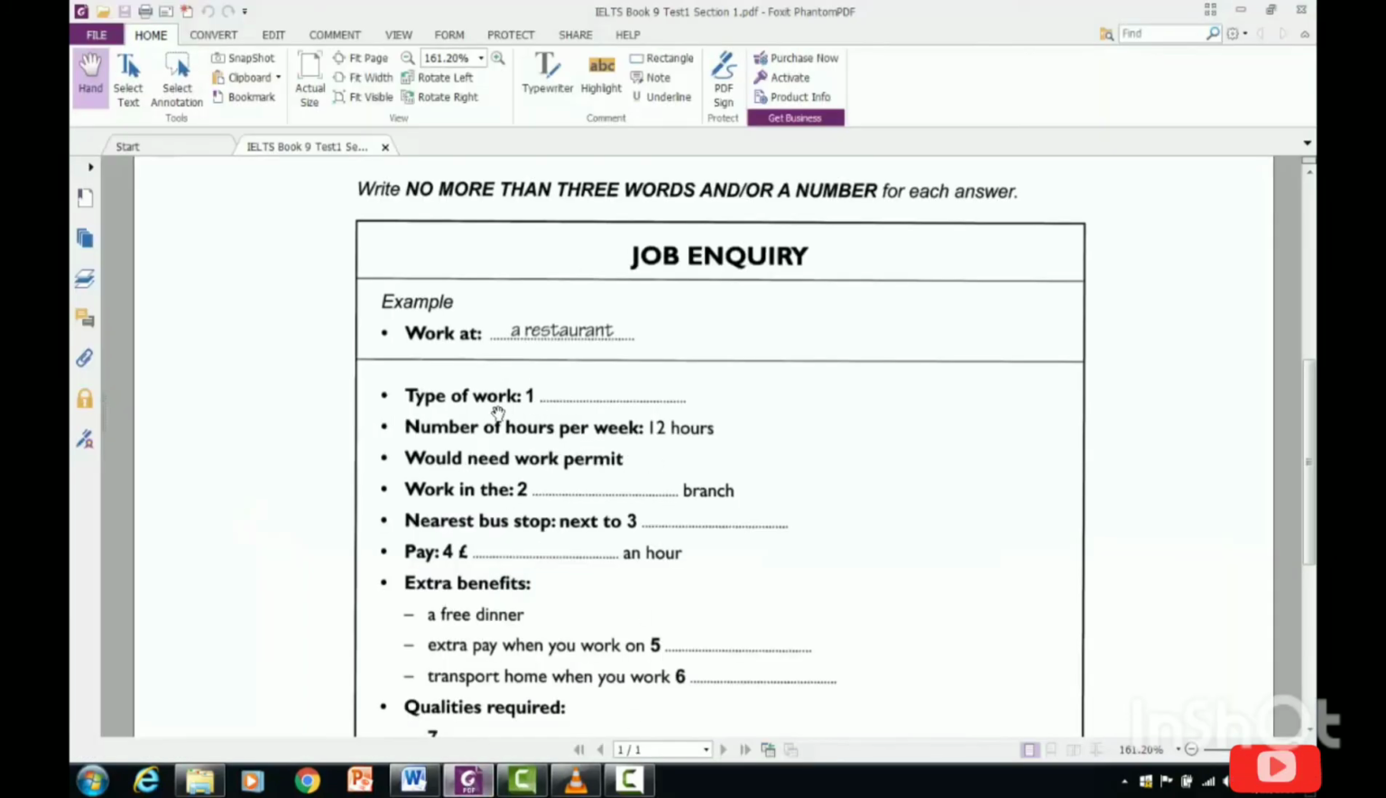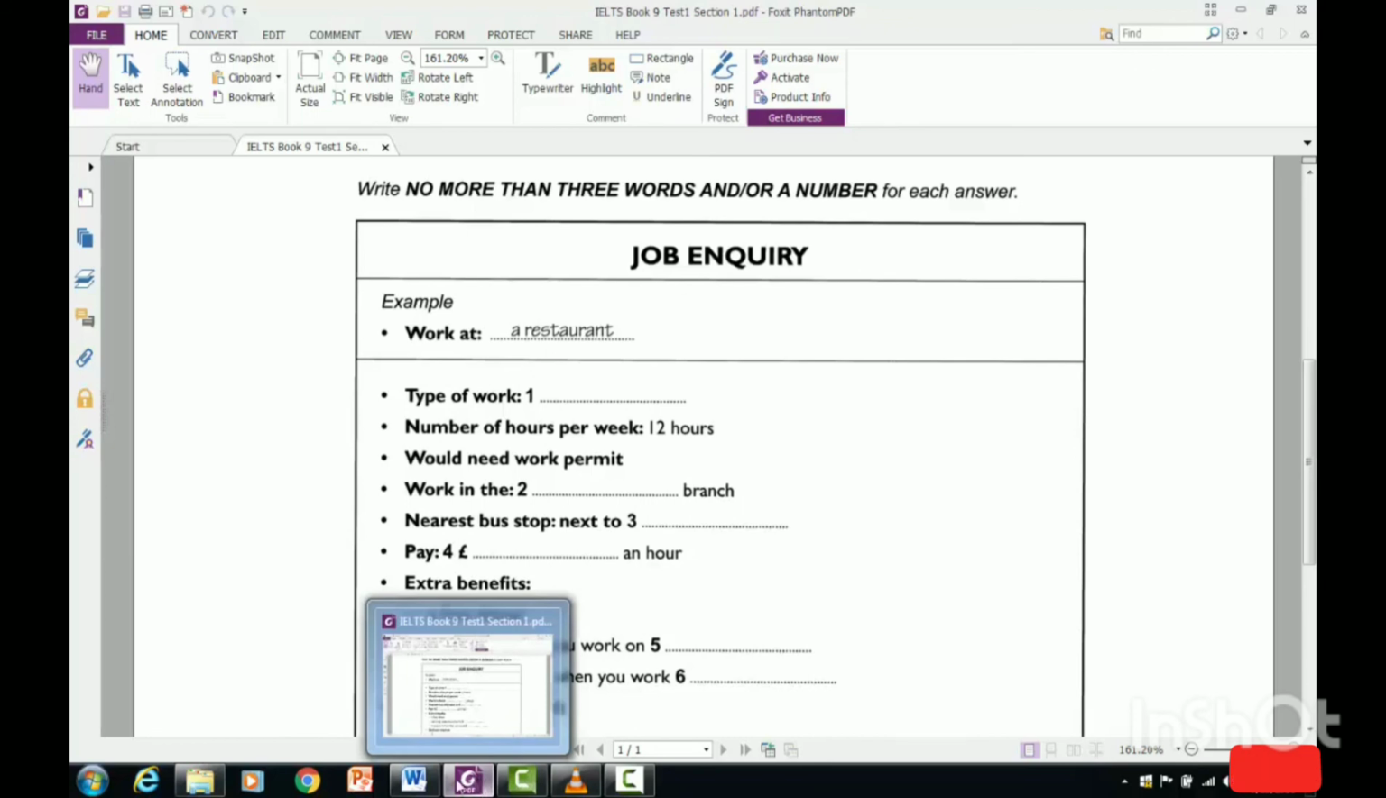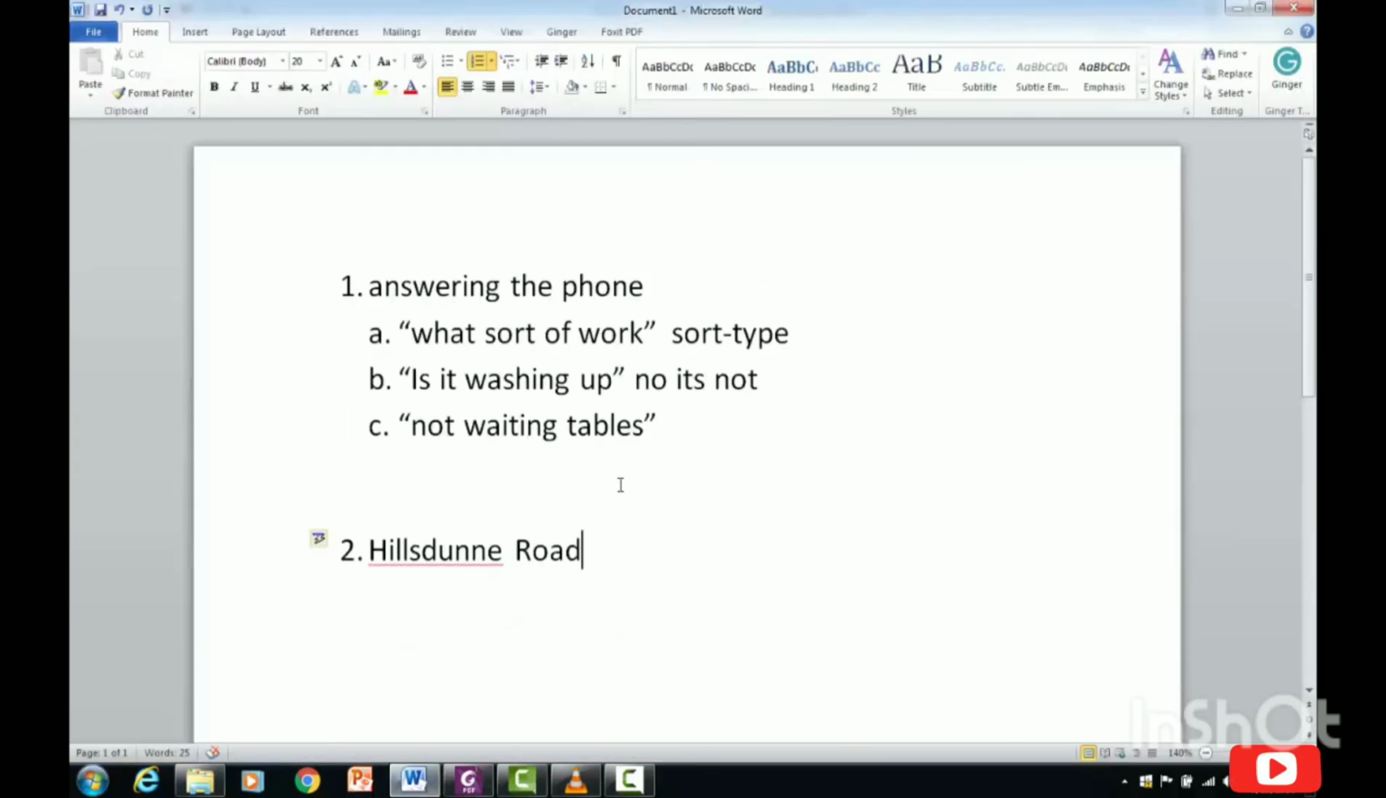But when you were listening, they gave you number 1, answering the phone. Then they said the information for 12 hours. Then they said about needing a work permit. Then they got to number 2. So number 3, we're listening for an answer connected to language that means the same as next to. Remember, your answers are going to connect to synonym language. For number 3, our correct answer was library.